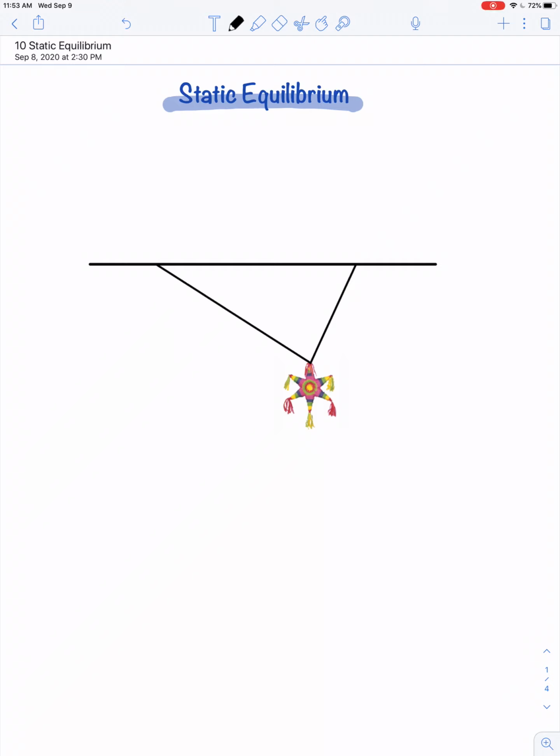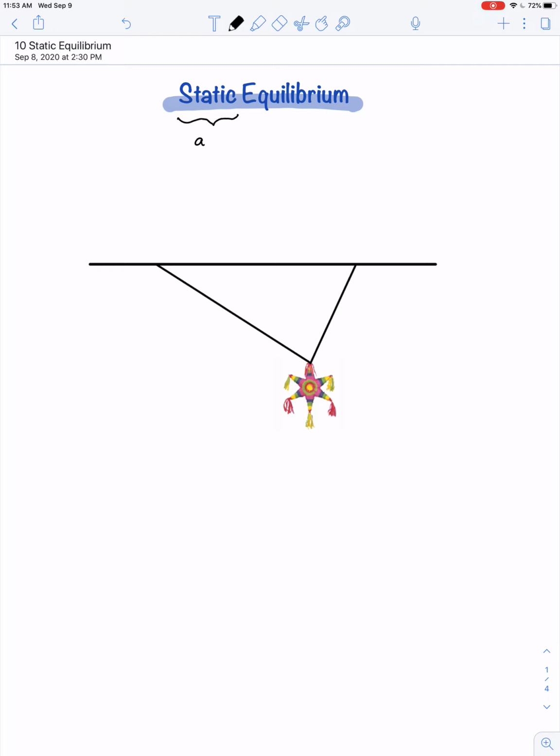Well, this being the first lesson in Unit 2.2, we've moved on from just describing Newton's laws and into further applications of Newton's laws. And one of the areas of emphasis is a unit of study known as static equilibrium. Let's break that down a little bit.